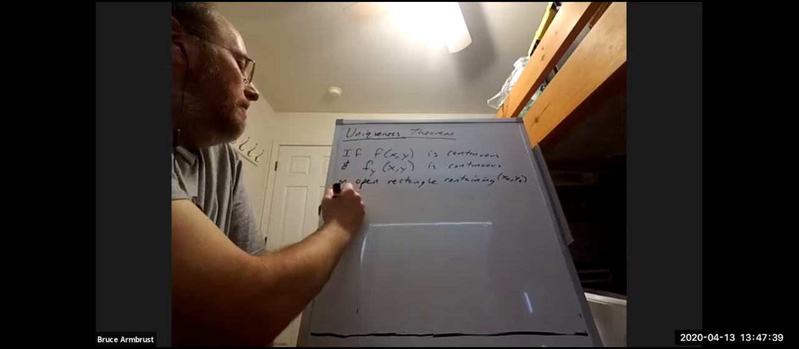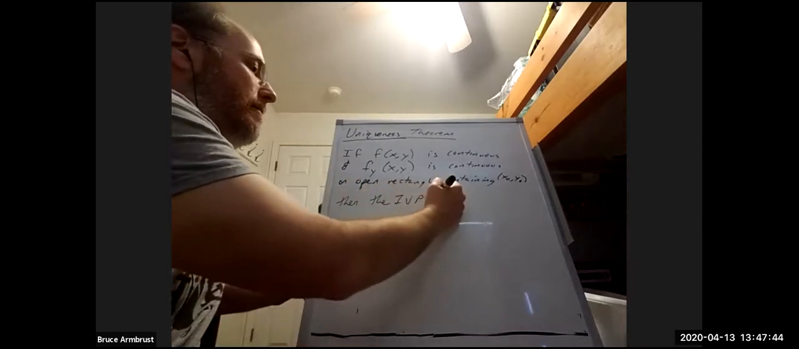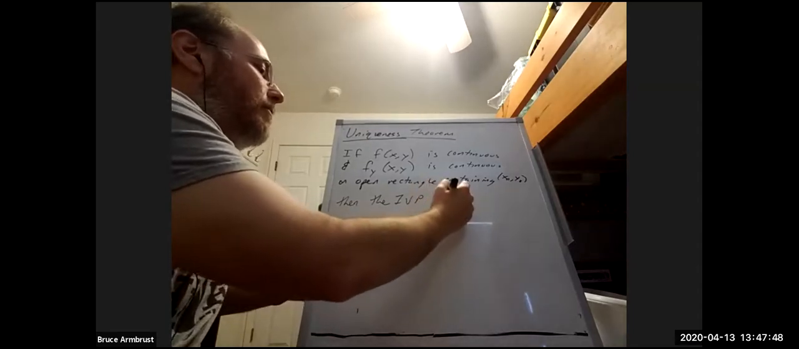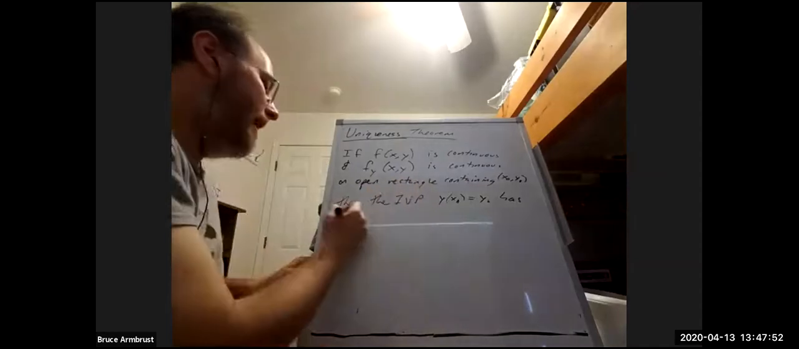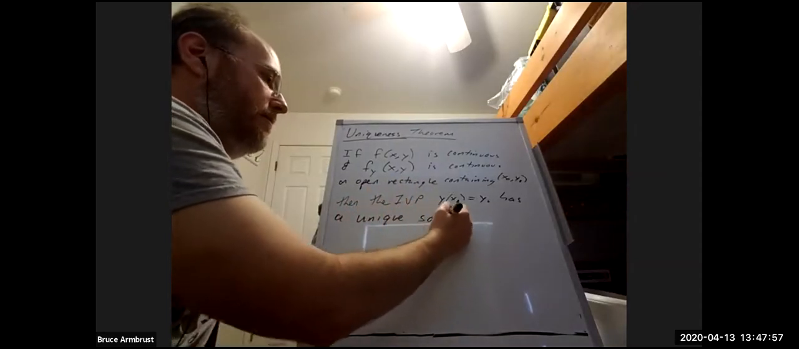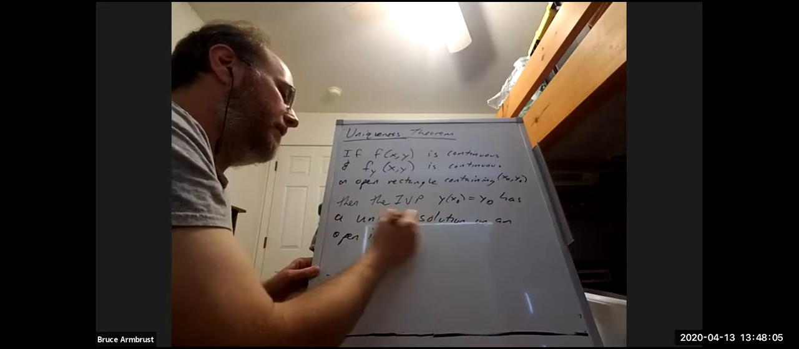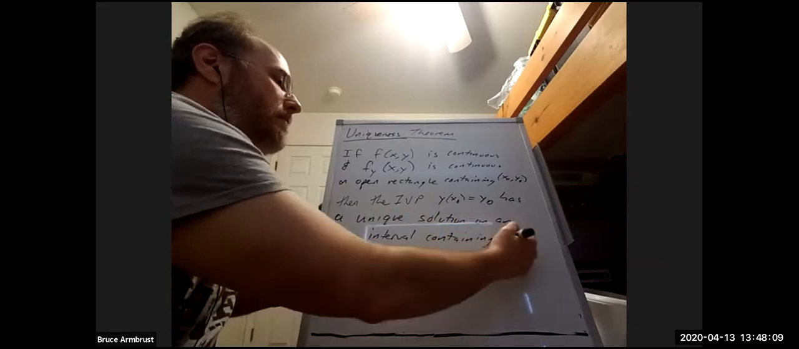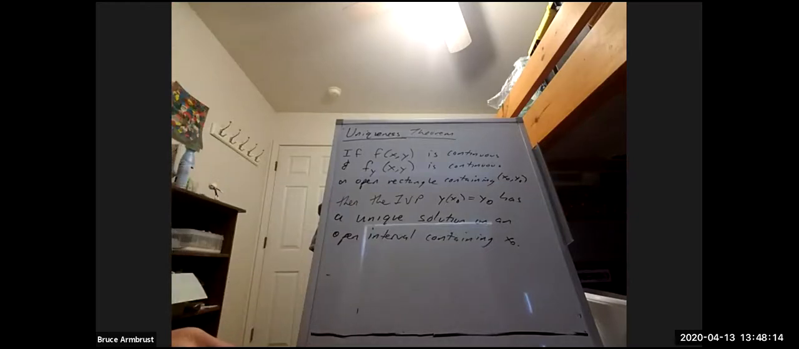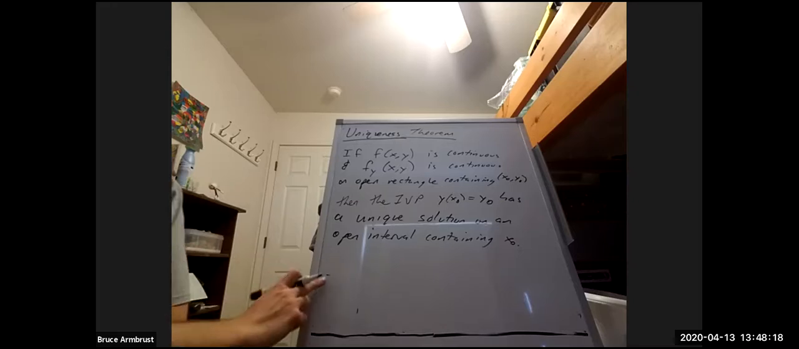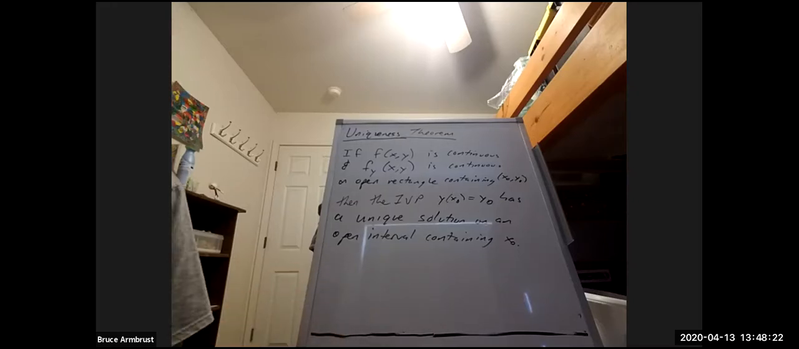So if we have both of those, then what we know is that if we've got the initial value problem, y of x naught equals y naught, it has a unique solution on an open interval containing x naught. So now we just jumped from having a solution to having one and only one solution. So it's really the same kind of idea. We're still trying to build this rectangle. We just need to make it so that both f and f sub y are continuous in it.